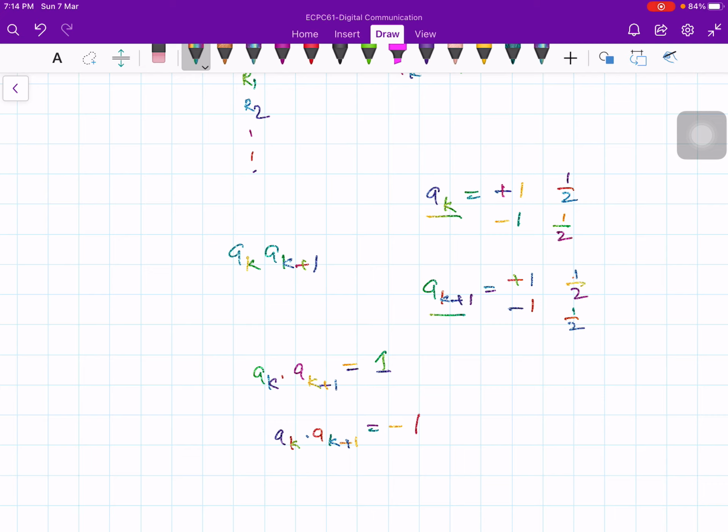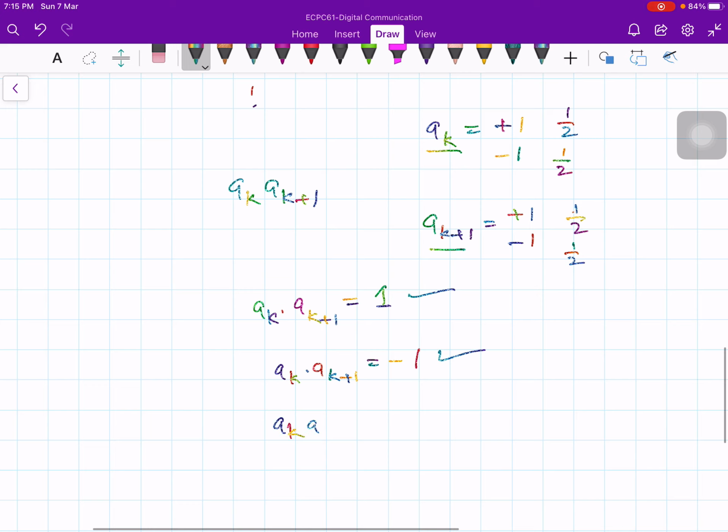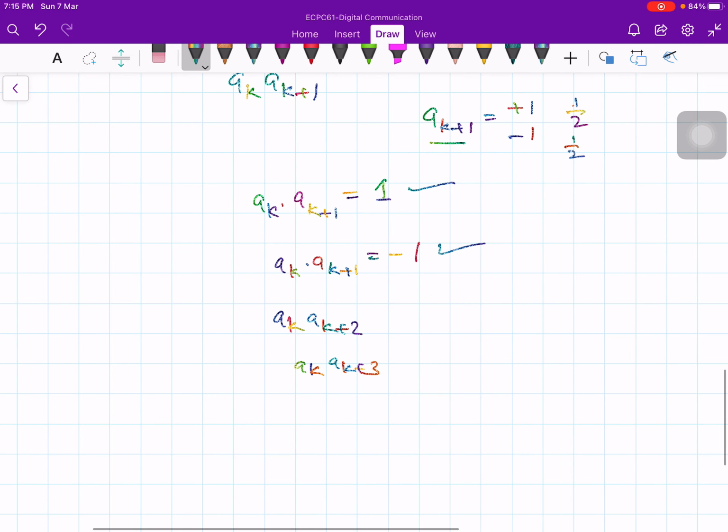Okay, so this AK times AK plus 1 is equal to 1 or minus 1 because the 1s and 0s are random. Here half of the time plus 1 and half of the time minus 1. You can extend this argument: AK times AK plus 2, AK times AK plus 3 and so on. So in general I can write AK times AK plus n is equal to either plus 1 or minus 1. Plus 1 occurs half of the time and minus 1 occurs half of the time.